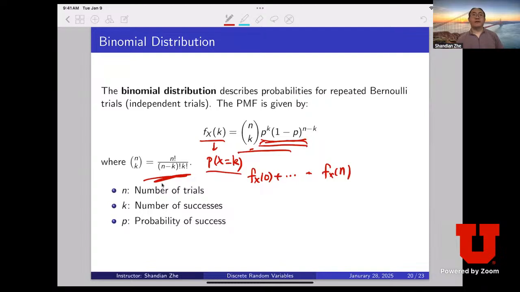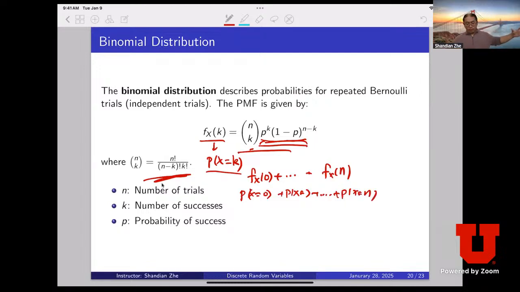I heard that. Can I speak more loudly? Why is it 1? Yes, exactly, right? So this just represents the probability of x equals 0 plus the probability of x equals 1 plus, and so on, plus the probability of x equals n, right?